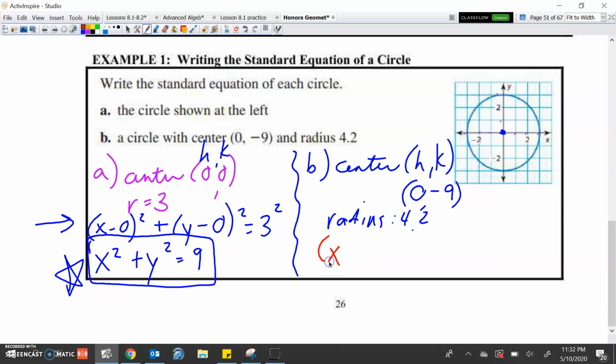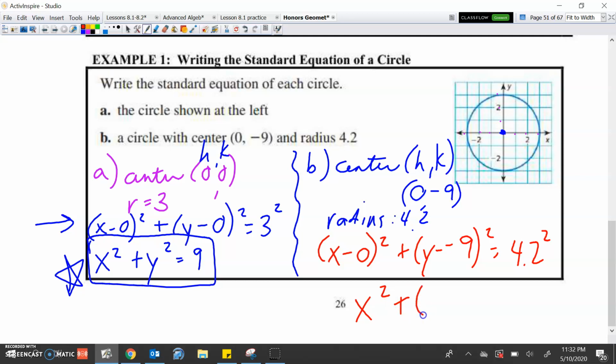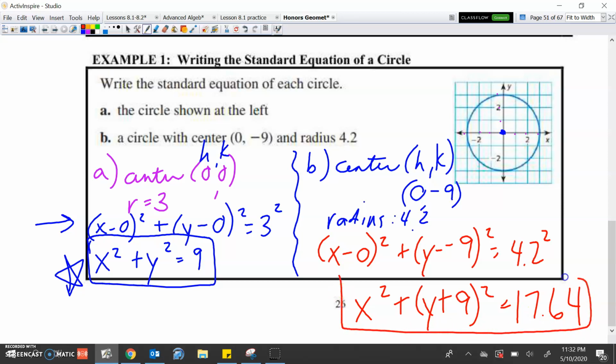Okay, so (x minus h) is x minus 0 squared, plus y minus k, y minus negative 9 squared, equals r squared, 4.2 squared. So now I'm going to simplify a little bit. I don't need to do any factoring or anything. All I know is that x minus 0 squared is really just x squared. But I'm going to rewrite this as y plus 9 and keep it squared. And that's going to equal 4.2 squared, which is 17.64. And this here is the equation of a circle.